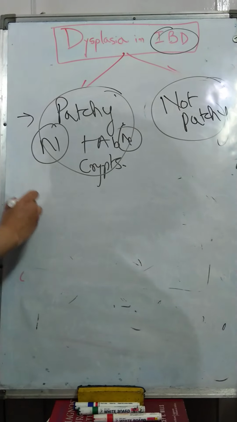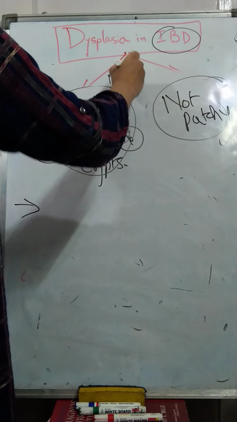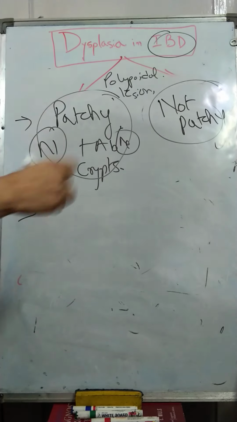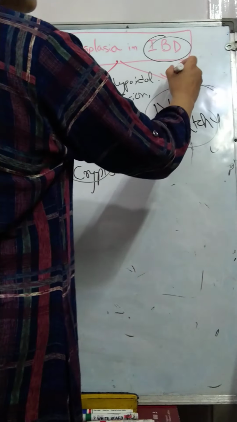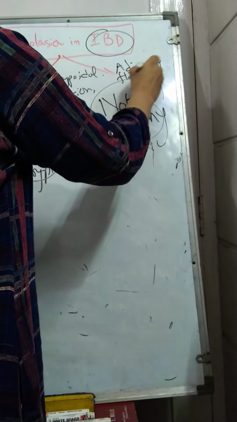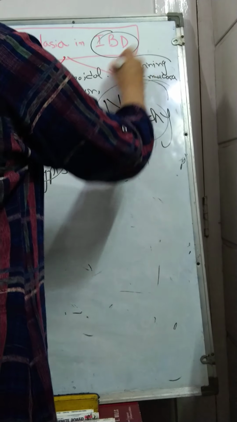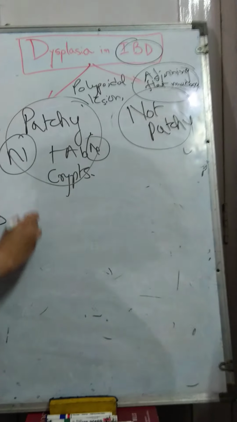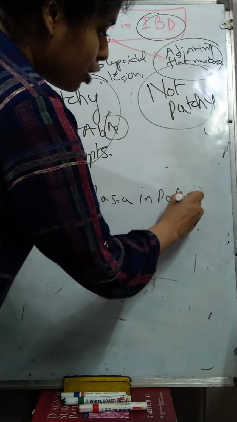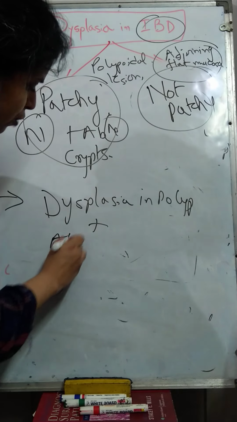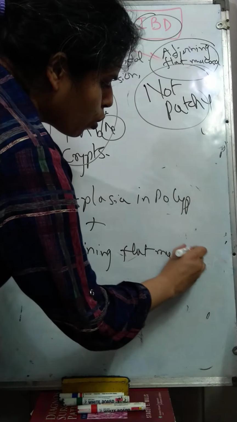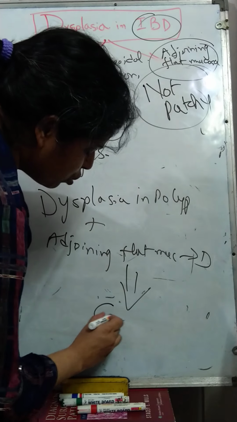The second thing is, most of the time, if there is a polypoidal lesion which is suspected to be a dysplastic lesion in an IBD, the endoscopist is also urged to give us the adjoining flat mucosa biopsy. That's also given to us. Reason being, if you see a dysplasia in the polyp, plus the adjoining flat mucosa also shows dysplasia, then this is likely associated with colitis.